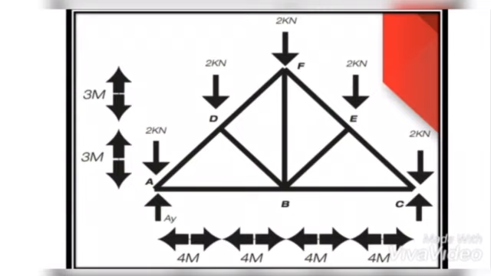Hence, this is the overall free body diagram for our structure. We assume that the force produced by the roof is 2 kN, and we also assume that AX and CX equal 0 since there is no external force acting horizontally. Then, without further ado, let's move on to the calculation for each joint.